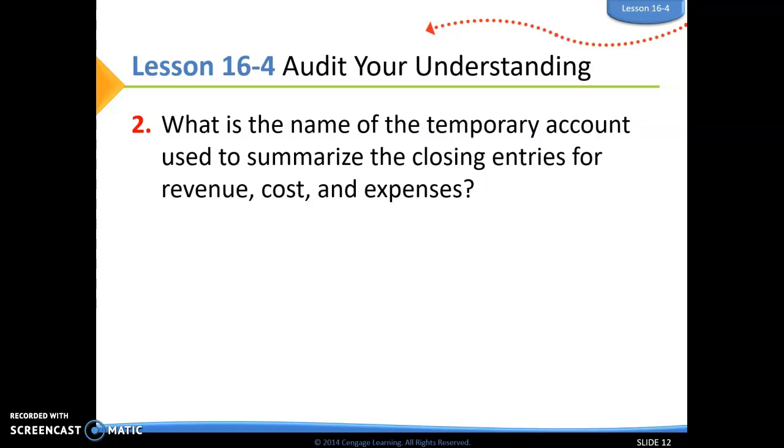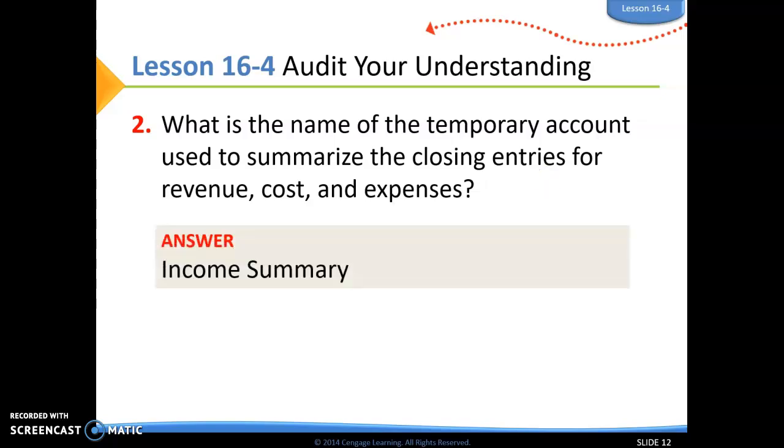Number 2, what is the name of the temporary account that is used to summarize the closing entries for revenue, costs, and expenses? That account is going to be our income summary. And remember, the balance of our income summary is going to depend on if we have a net income or a net loss.